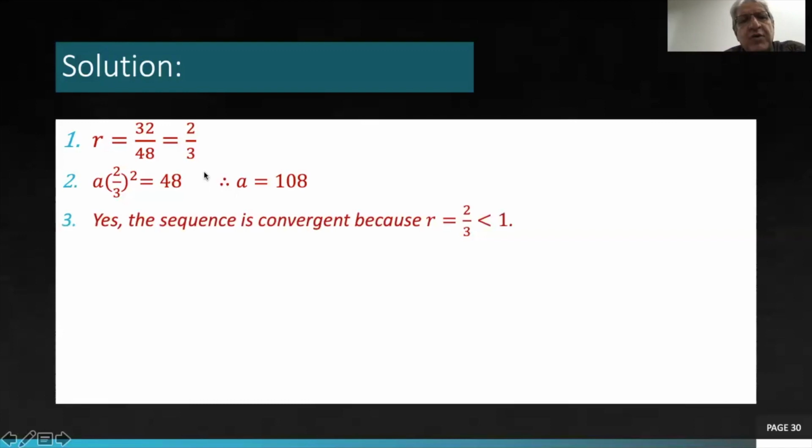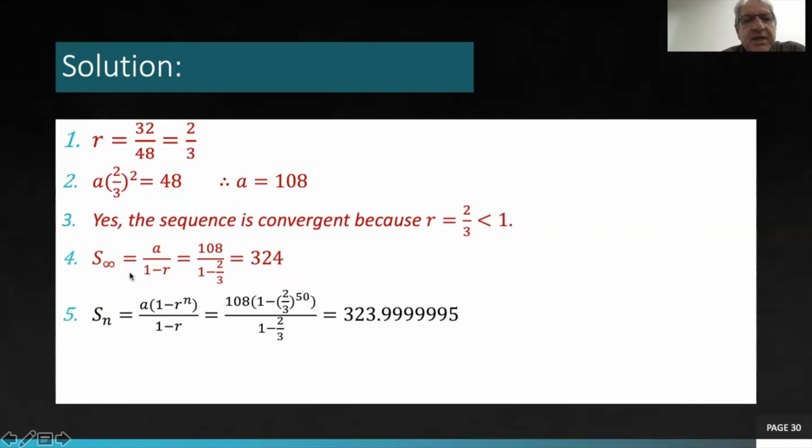Anyhow, now we know that r is less than 1, so the sequence converges. The reason is that this number is a fraction, it is less than 1. Okay, that is correct. Now he wants the sum to infinity. Sum to infinity will be a divided by 1 minus r. a is this much, 1 minus r is this. Therefore, just put it in the calculator and you are going to get 324. Therefore, you got the value of this.